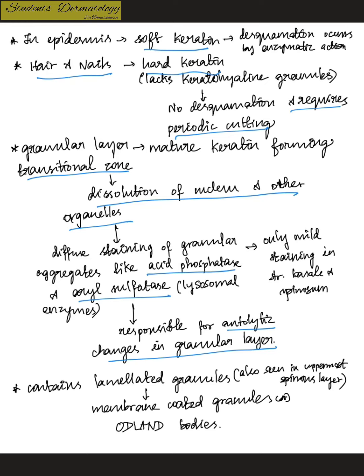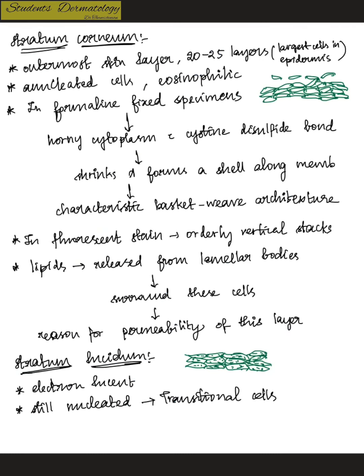So this granular layer contains lamellated granules called Odland bodies or membrane coated granules. These lamellated granules are also seen in the uppermost spinous layer. So next is the stratum corneum.